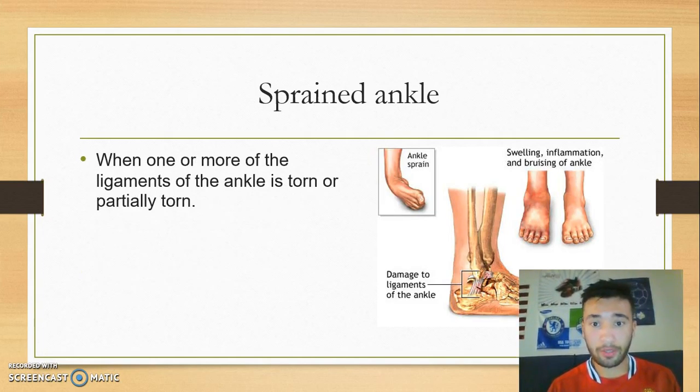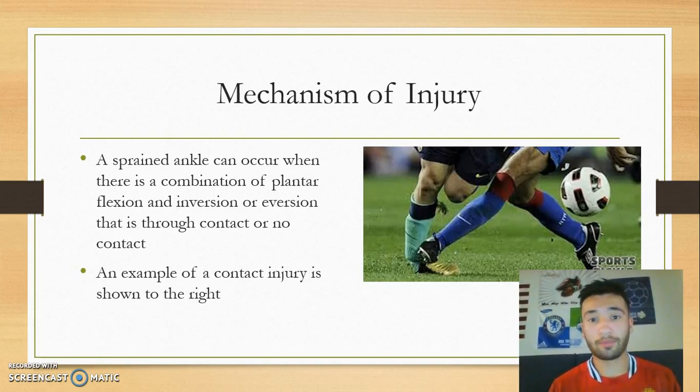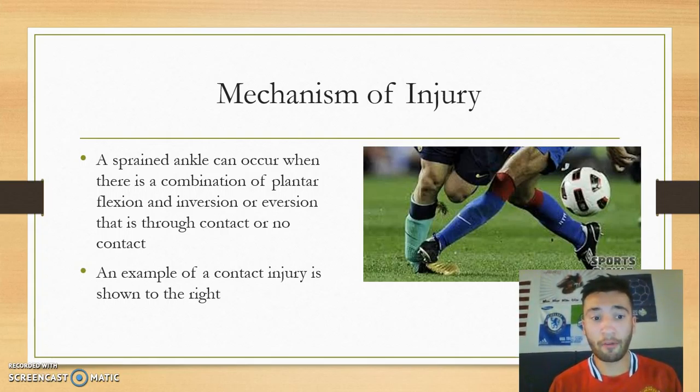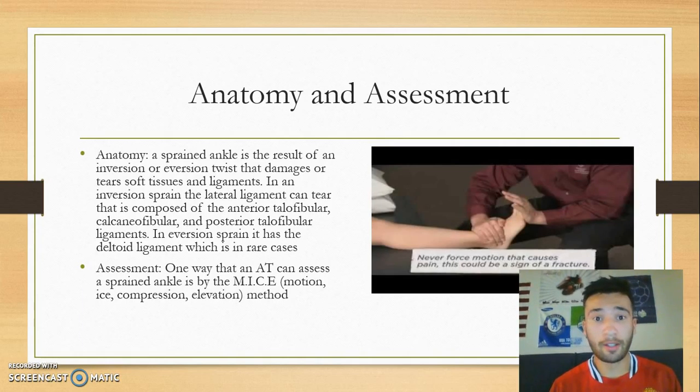So the first one is a sprained ankle. This happens when one or more of the ligaments of the ankle is torn or partially torn. The mechanism of the injury is that a sprained ankle can occur when there is a combination of plantar flexion and inversion, or eversion, which is very rare, through contact or no contact, as I've said before. In the example shown to the right, the player is dribbling with the ball and touches it forward, and the defender went for the ball but missed and cleated his ankle, creating that inversion sprain and damaging the ligaments inside there.